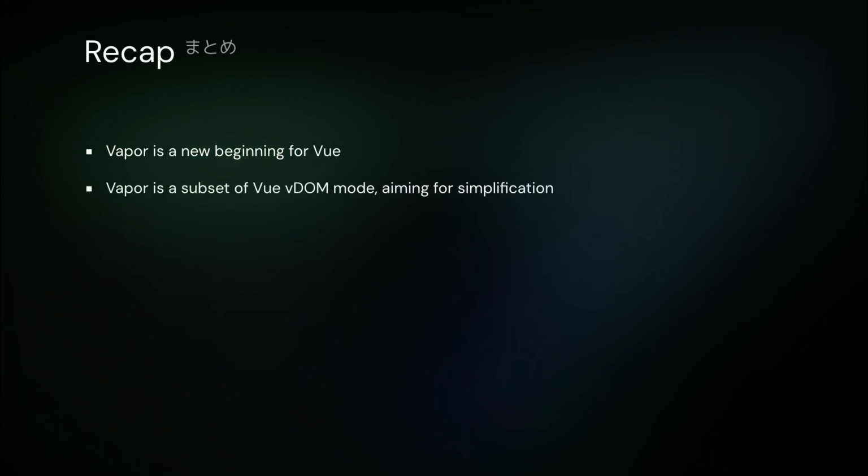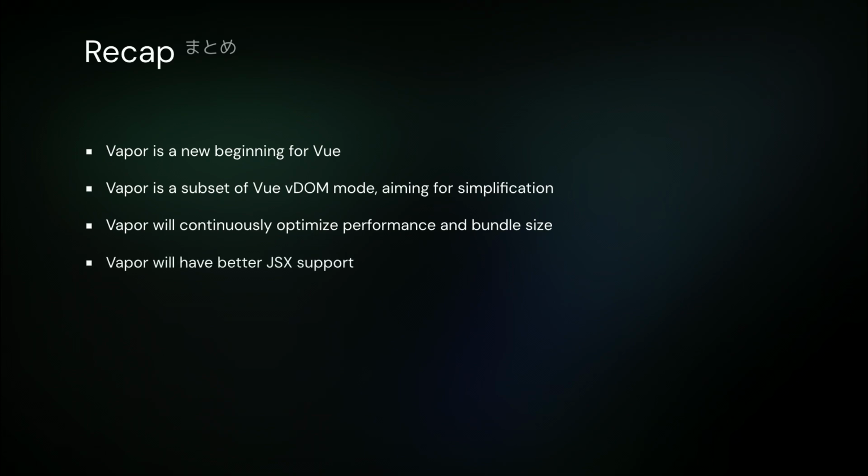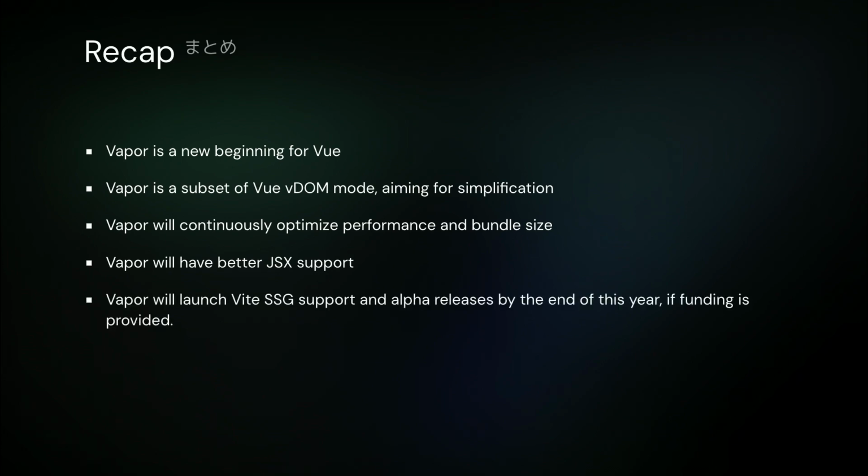Okay. Finally, let's make a brief conclusion. Vapor is a new beginning of Vue, and we are rewriting almost everything from scratch. Vapor is a subset of VDOM mode, aiming at simplification. Vapor will continuously optimize performance and bundle size. Vapor will have better JSX support. And Vapor will launch SSG support and alpha releases by the end of this year if funding is provided.